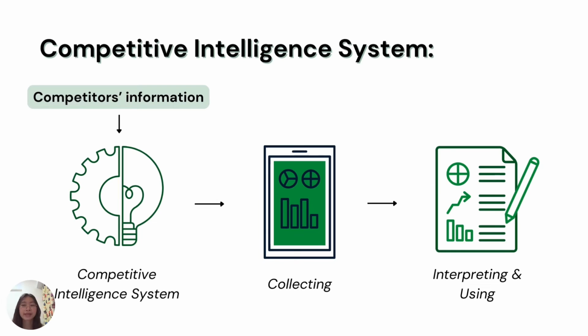Since gathering competitive intelligence can be costly, a cost-effective competitive intelligence system must be designed so that relevant competitors' information could be collected, interpreted, distributed, and used by the company. With this system, managers can quickly obtain the info whenever they need.